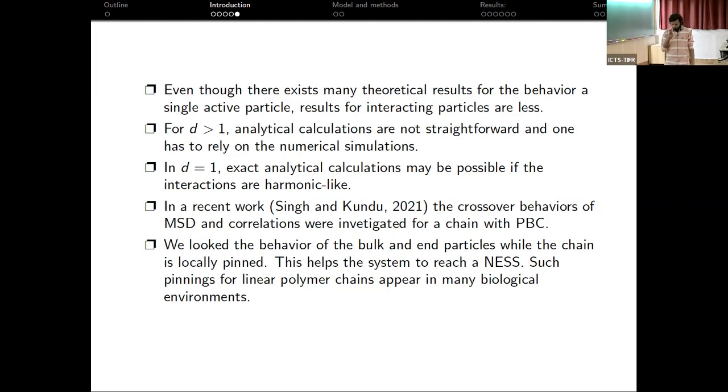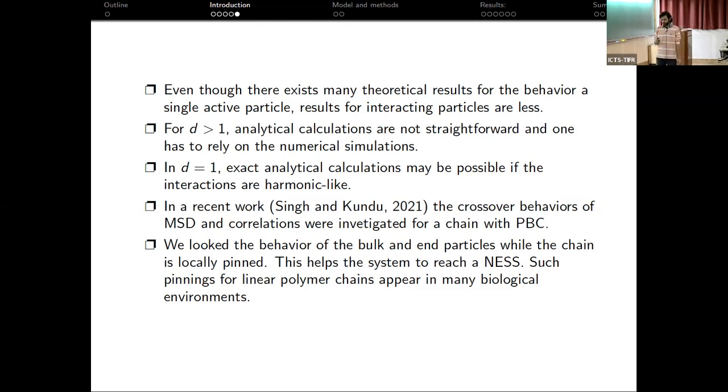So if you consider the particles in 1D, you can consider a ring kind of a thing with the periodic boundary condition for the particles. And there, basically, you can use different methods. In a paper by Prashant and Anupam a couple of years back, they have looked at the mean square displacement and the correlations for some kind of particles.